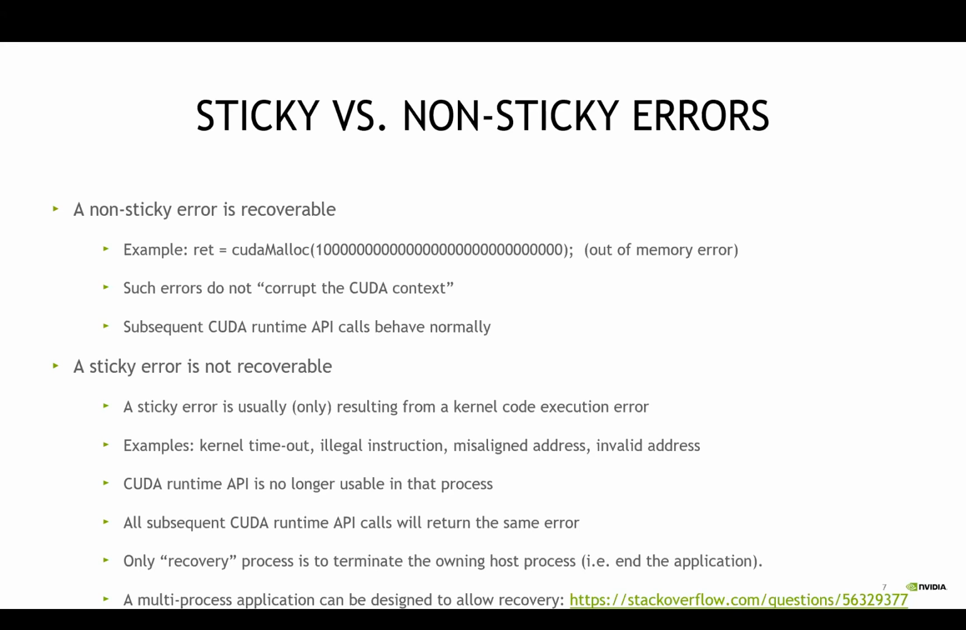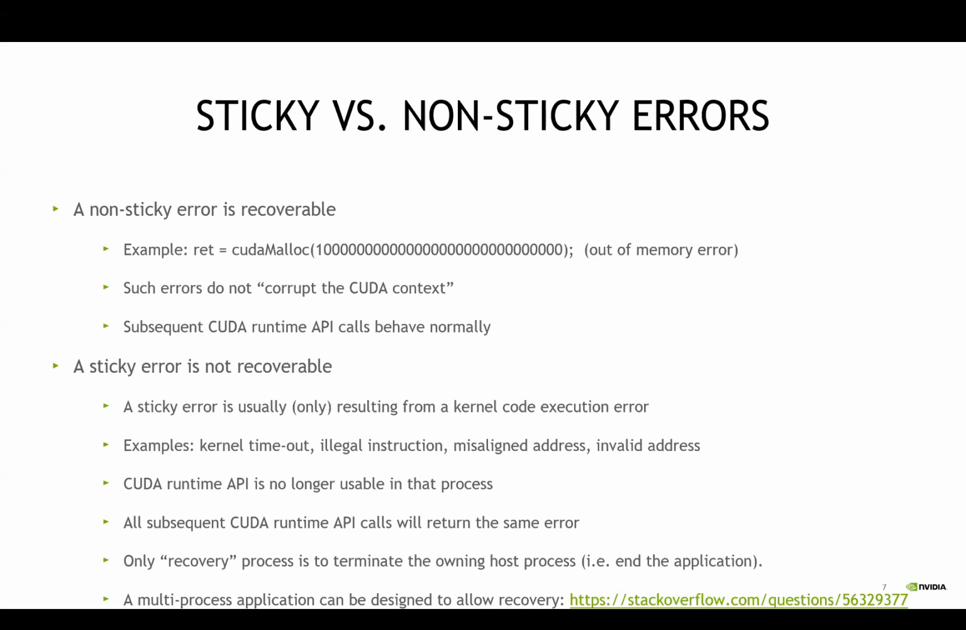However, these kernel execution asynchronous errors that I've been talking about are sticky errors. And that means a couple things. First of all, it means that the CUDA runtime API is essentially no longer usable in that process. It is completely broken. There's nothing you can do at that point. If you attempt to do additional subsequent CUDA runtime API calls anyway, they will all return the same error. What are some examples of those errors? Some examples of those errors might be things like kernel timeout. So the kernel was running and then there was some sort of timeout mechanism that caused the kernel to terminate. Another thing might be an illegal instruction.